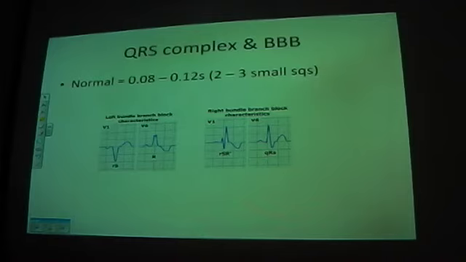Moving on to the QRS complexes and bundle branch block. As we discussed at the start, here you're getting a fast activation as the electricity goes through the normal pathway, followed by a slow one as it's going through the myocytes. So you get these double waves.